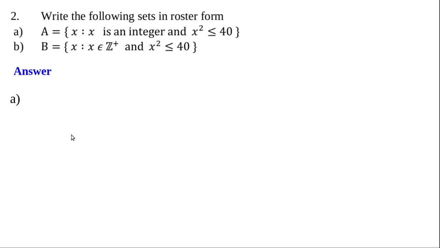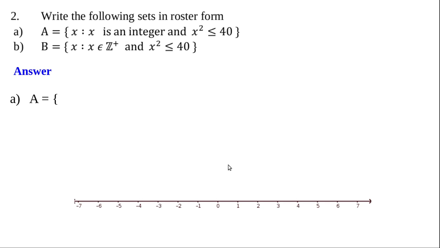Answer to question number A. A is equal to. We want to write all the integers. What is the condition of that integer? x square is less than or equal to 40. Which are the integers? Where is the square root of 40? The square root of 40 is about 6.32. Its location is here. And the square root of 40 can be divided into a positive root and a negative root. So negative square root of 40 is here.